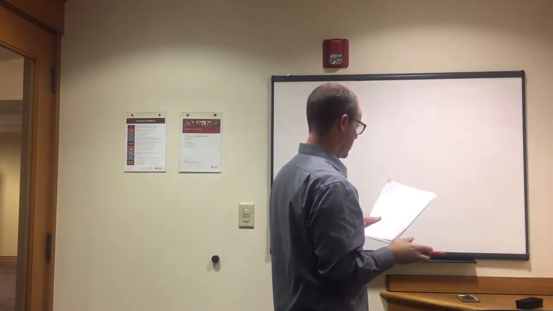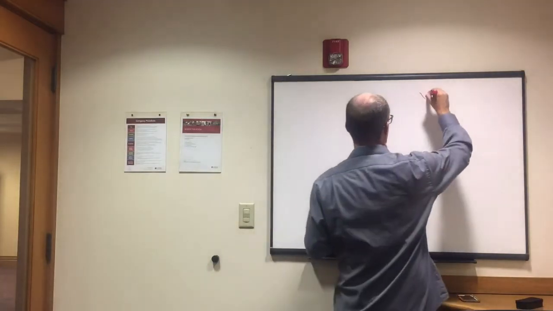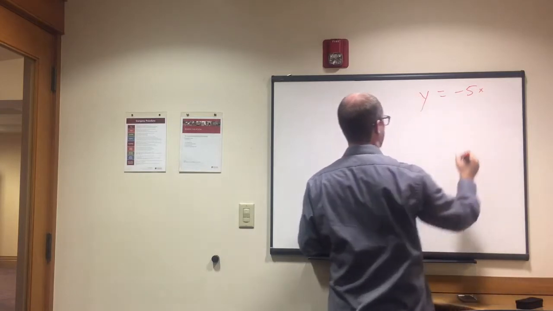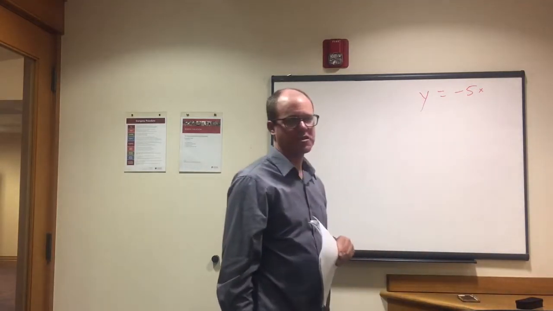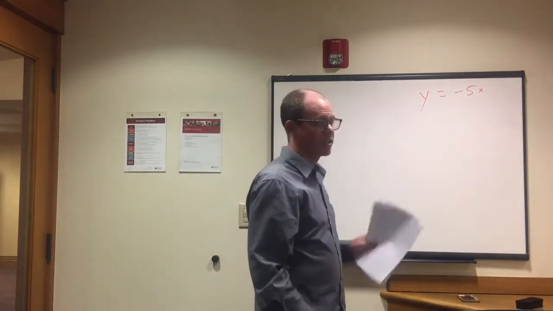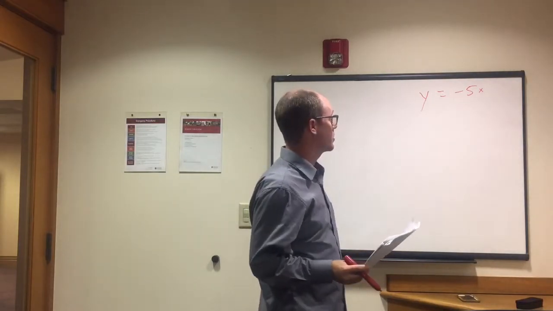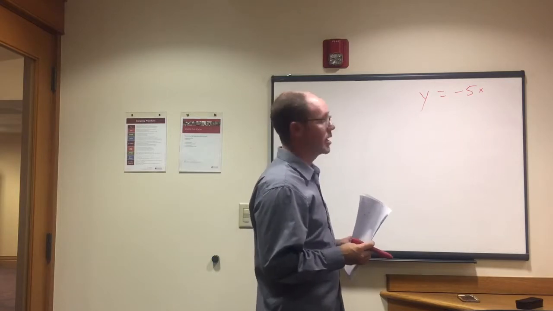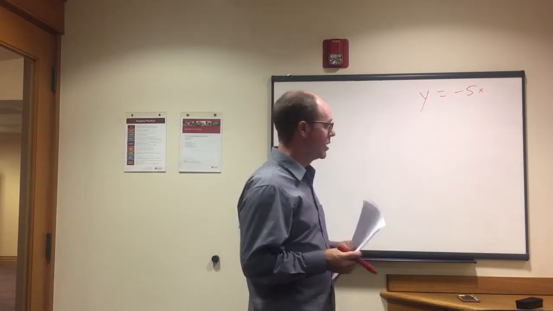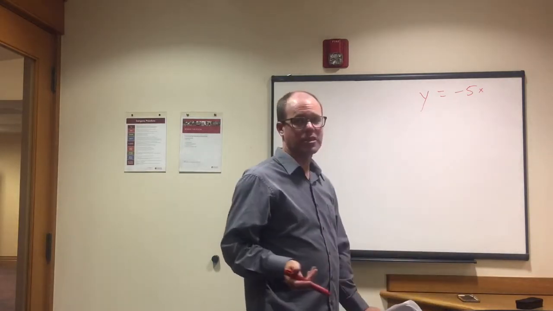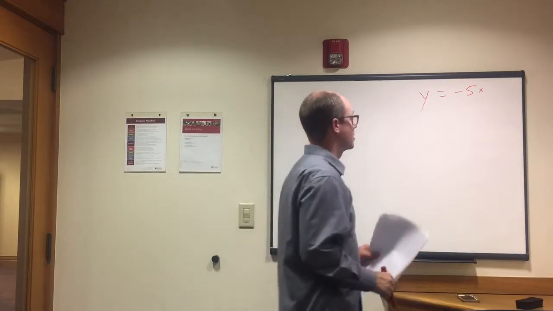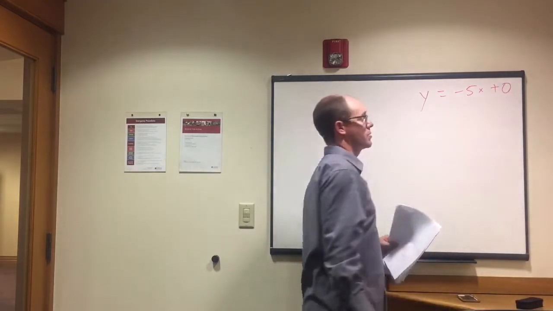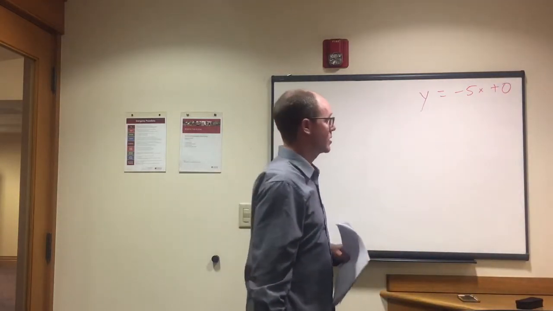So what about this? So what if they give you something like this? y equals negative 5x. And they say, what is the slope and what is the y-intercept? Right? Usually they'll just ask for one or the other. Okay? So remembering it was y equals mx plus b, right? Okay, so we don't have a b. So what does that mean? It means b is 0, right? So this and this, just adding 0, is exactly the same.